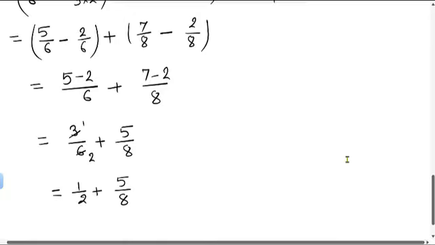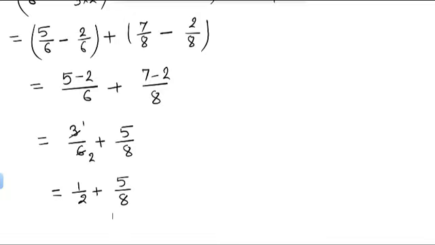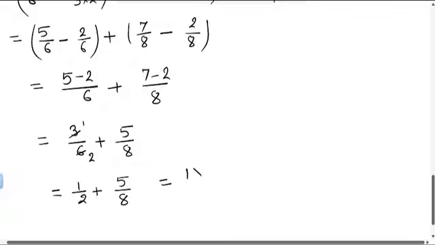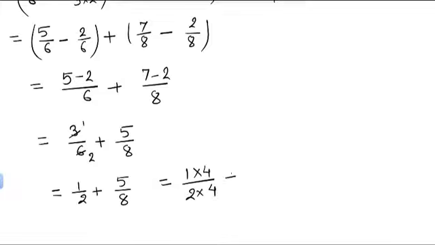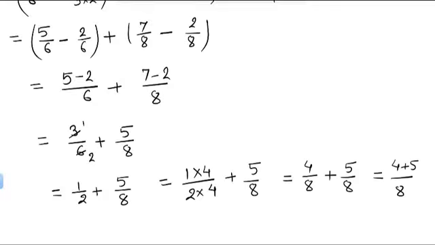Now if you look at these two terms, 2 and 8, the LCM is 8. That means the common denominator is 8. So we change this into 8. To do that, we multiply numerator by 4 and denominator by 4, plus 5 divided by 8. It's simply 4 divided by 8 plus 5 divided by 8. Now you sum, it's 4 plus 5 divided by 8, and this is simply 9 divided by 8.